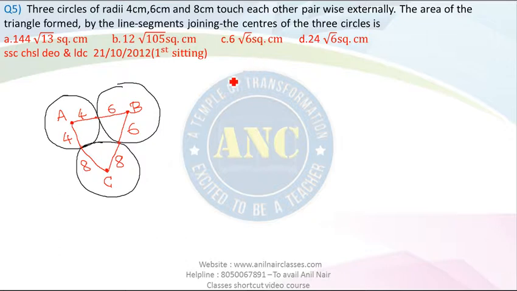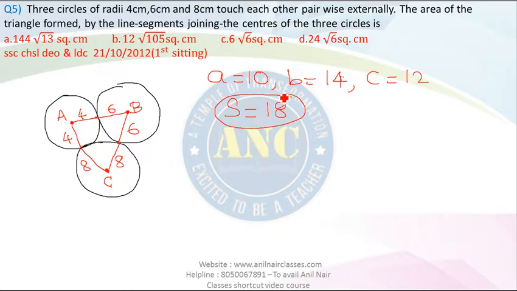Now, one of the sides, small letter a, is nothing but AB. 6 plus 4 is 10. Another side, small letter b, is nothing but BC. 6 plus 8 is 14. Another side, small letter c, is nothing but CA. 8 plus 4 is 12. Now, semi-perimeter is 10 plus 14 is 24, plus 12 is 36. Half of 36 is 18. I know all the values. What are you waiting for?